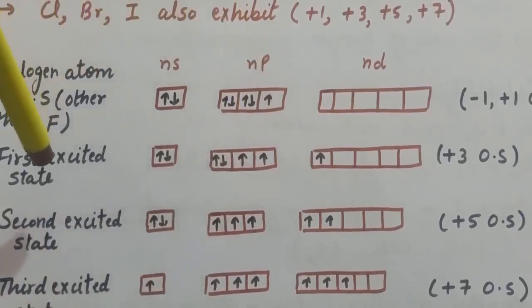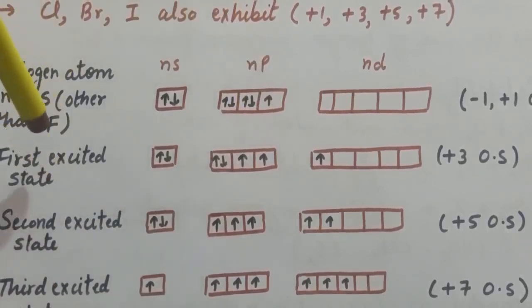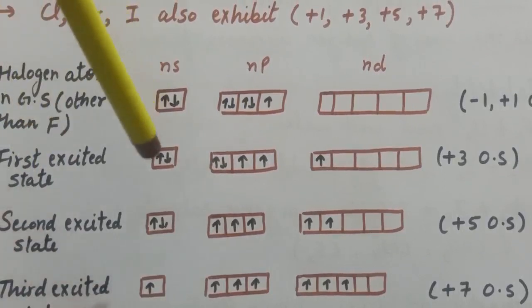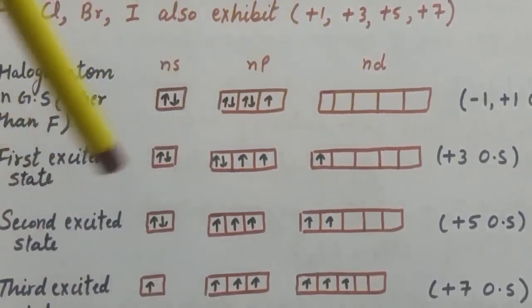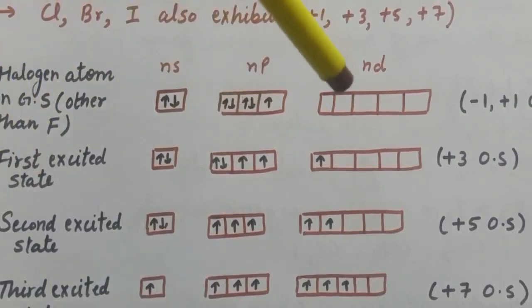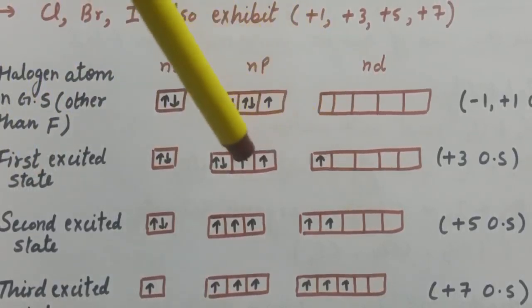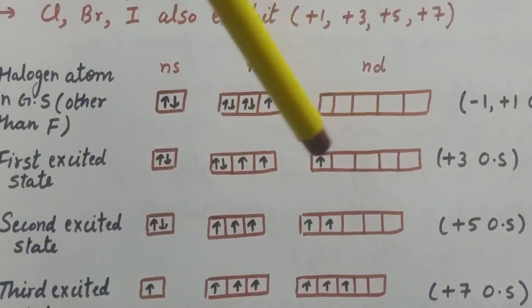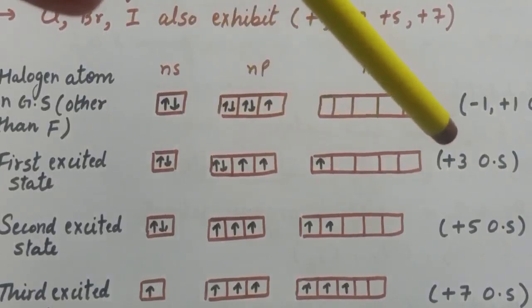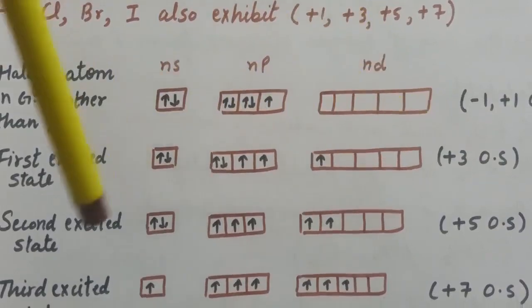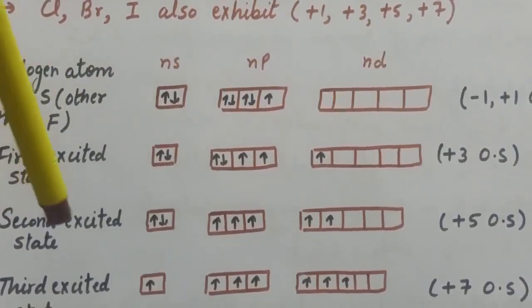Now in the first excited state, all elements of group 17 other than fluorine have vacant d orbitals. So in the first excited state, one electron can be excited to a d orbital. Now here we have 3 unpaired electrons, and these are responsible for the +3 oxidation state of the halogen atom. Here we have the second excited state.